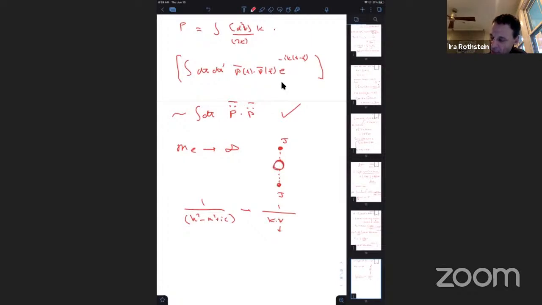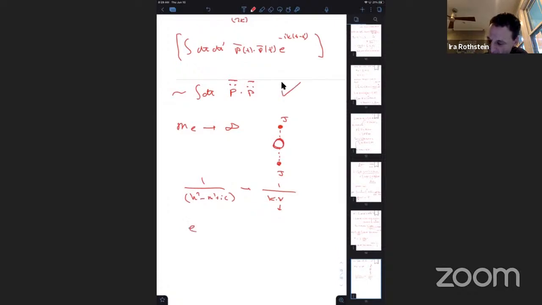And the net effect of those electron loops will be to take every e and replace it by e of R, right? So that says these are going to give logarithms of R. Well, not in x space, it will give you logarithms of R. And so e of R is just the running coupling, and in QED that's really the only correction.